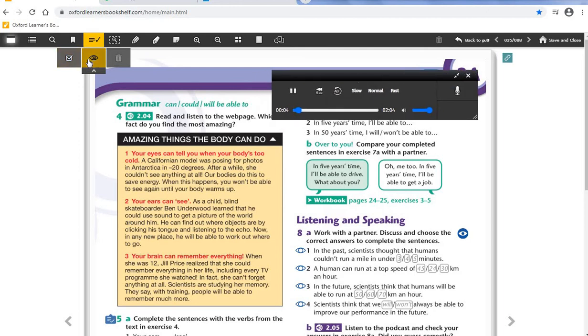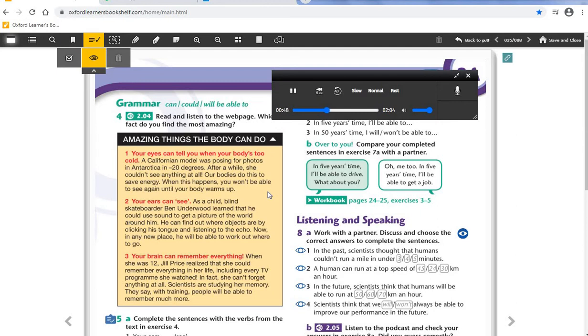Exercise 4. Amazing things the body can do. 1. Your eyes can tell you when your body's too cold. A Californian model was posing for photos in Antarctica in -20 degrees. After a while, she couldn't see anything at all. Our bodies do this to save energy. When this happens, you won't be able to see again until your body warms up.